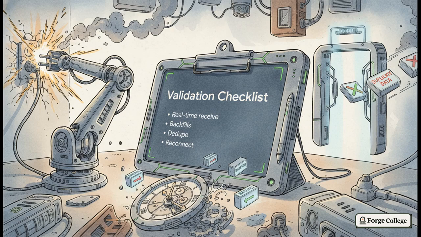Emit an event and ensure it arrives in real time. Start your listener late and ensure it backfills the history correctly. Intentionally throw duplicate events at it to make sure the bouncer actually rejects them. And my personal favorite, literally pull the virtual plug on your connection to watch it gracefully recover and reconnect. Break it on purpose locally so it doesn't break in production.